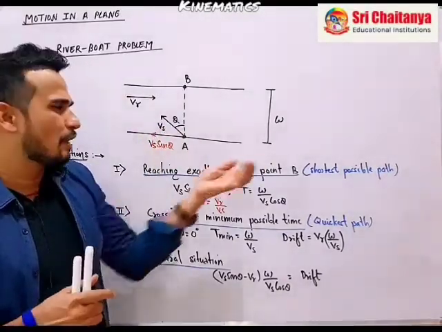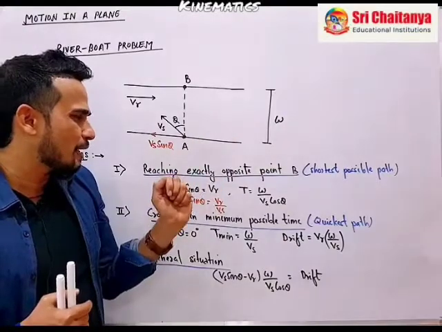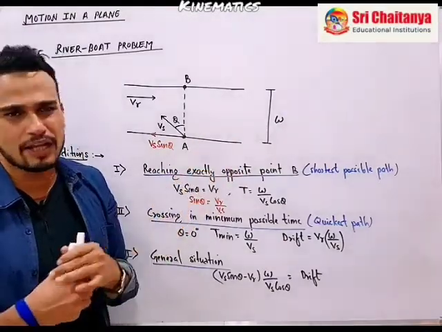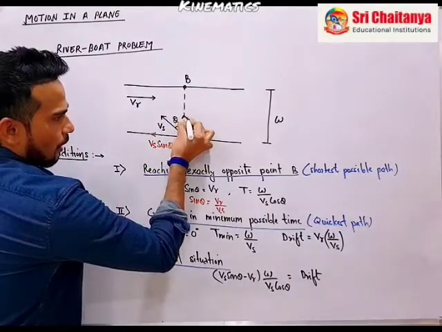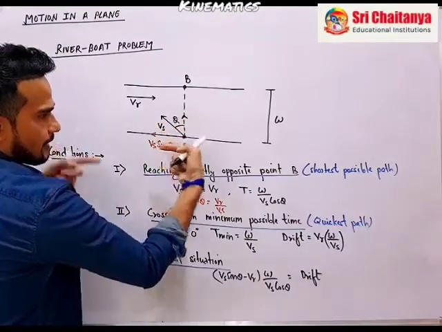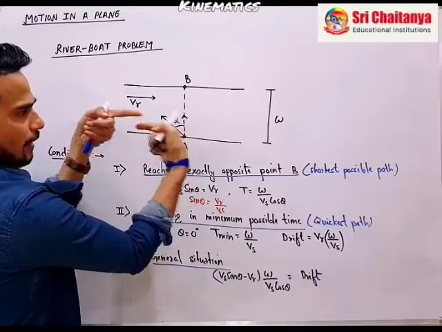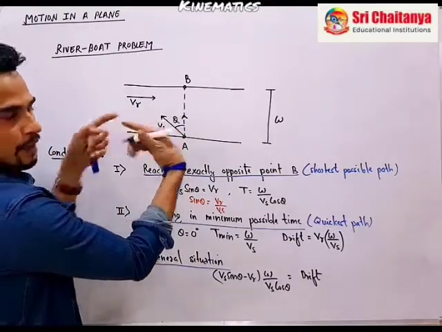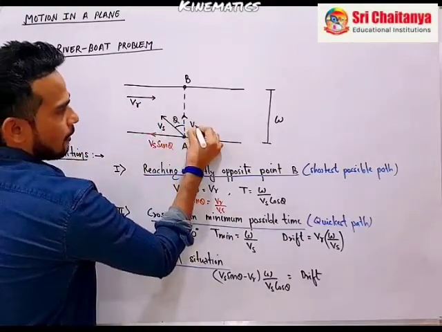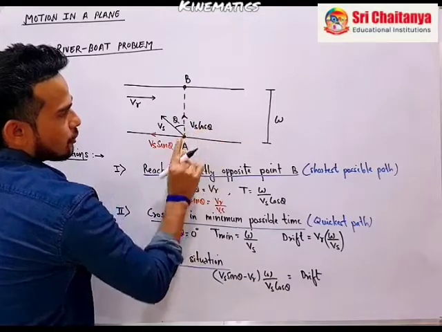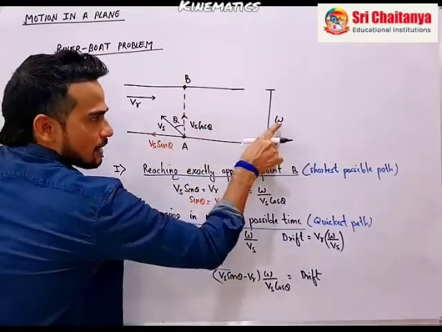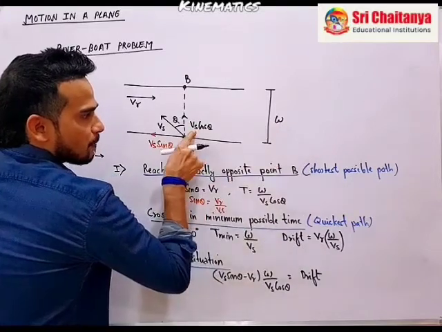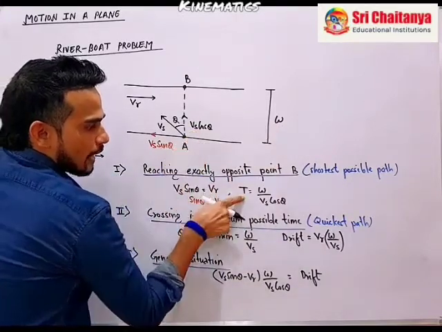Now you will ask, sir, in how much time he will cross? Okay, he will go on the shortest path and reach exactly the opposite point, but how much time will he take? Vs sin theta went into balancing the river flow, but one component is there which is Vs cos theta. Due to Vs cos theta, the swimmer will cross. So how much distance will he cross? Width w. With how much speed? Vs cos theta. So what is the time taken?